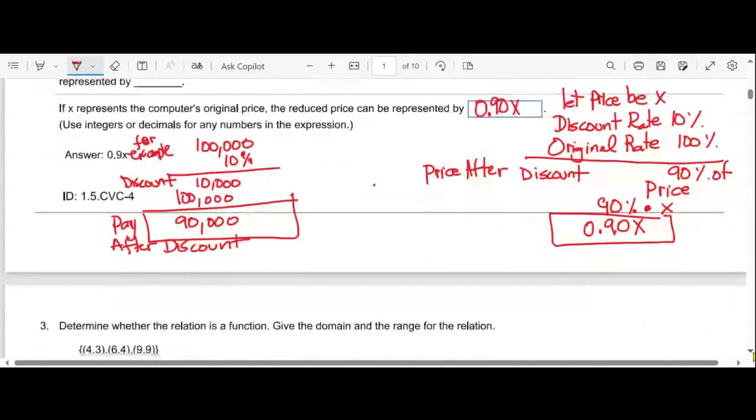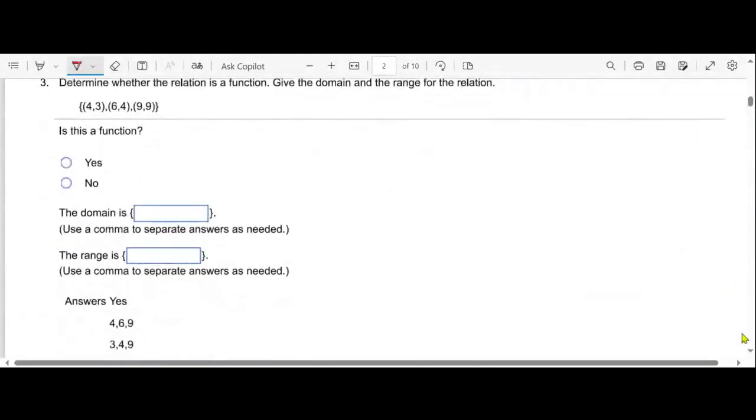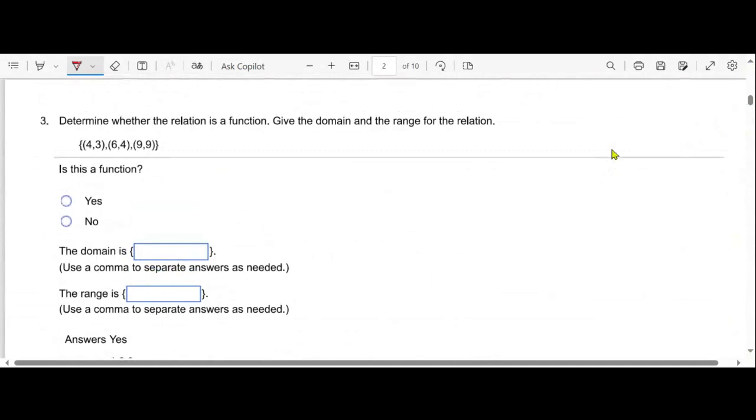Let's go to the next question. Who wants to read? Mohannad, okay. Number 3. Determine whether the relation is a function, and the domain and the range for the relation.